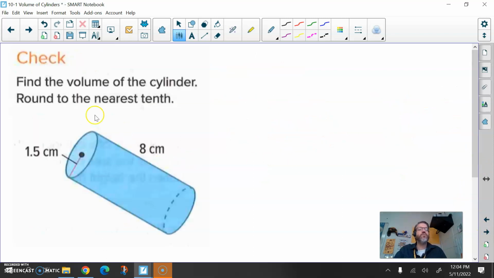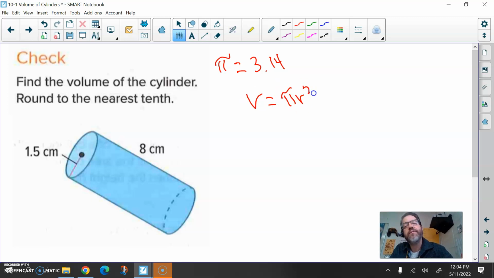All right, now in this one it says find the volume of this cylinder, and it says round to the nearest tenth. If we're rounding to the nearest tenth, then we must not be leaving it in terms of pi. We must be actually finding the decimal value. So we will use 3.14 for pi. If it doesn't tell us what to use for pi, we will use 3.14. And then I'm going to write my formula down. V equals pi r squared times h. Isn't that a nice formula?